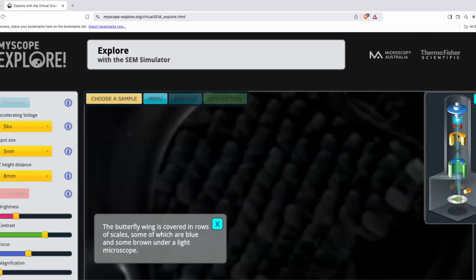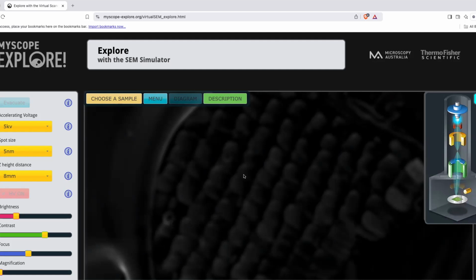A beam of electrons passing through this, and now it is actually deflecting. So we have an electron source, we have an anode plate, we have condenser lenses. These are magnetic lenses, and then there is a deflector that deflects this electron beam very sharp and narrow. And what we have here is a detector. So there is a butterfly wing.